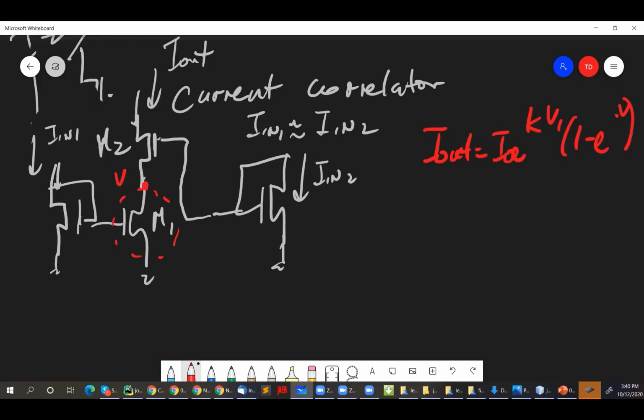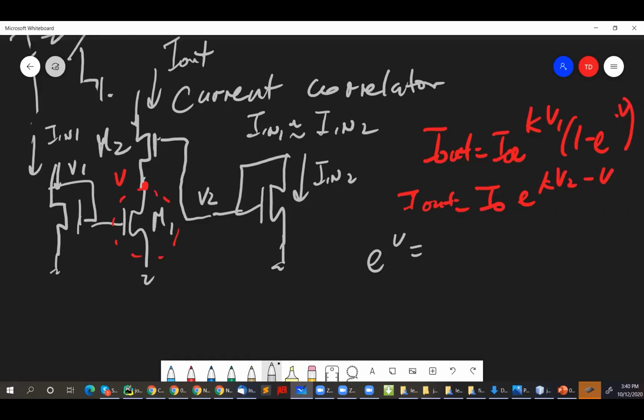Now I have to write the same thing for M2, and I'm going to assume that it's in saturation. So my other equation for I out is going to be I naught e^(kappa V2) minus V. So I need to write 2 here and 1 here. Okay, so far so good. Then you can solve for e to the V again. You have 2 equations here with 1 unknown, so you can solve for it.